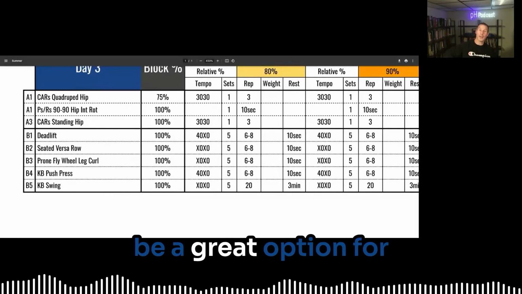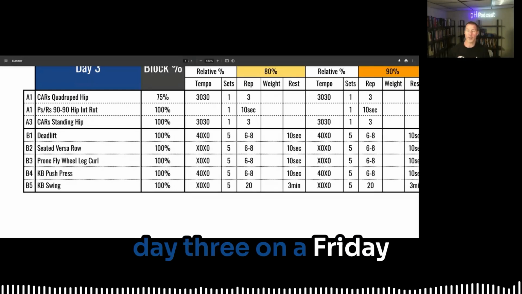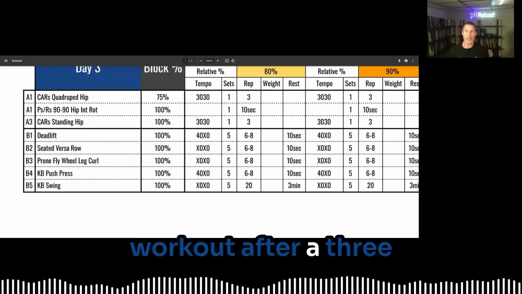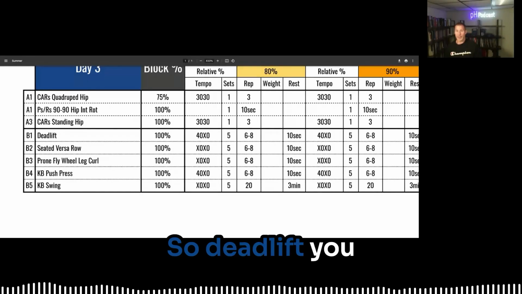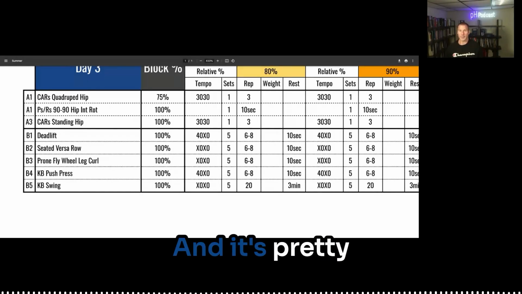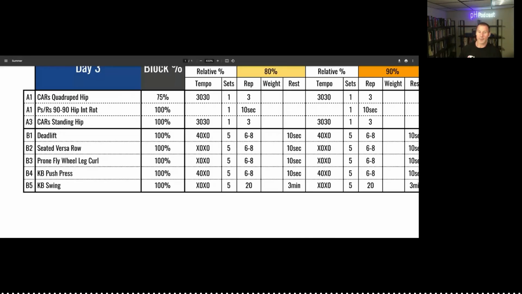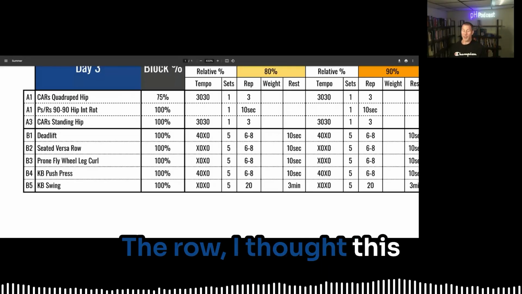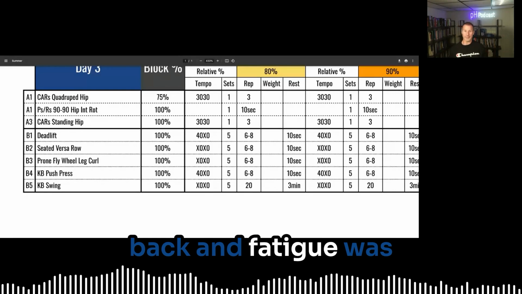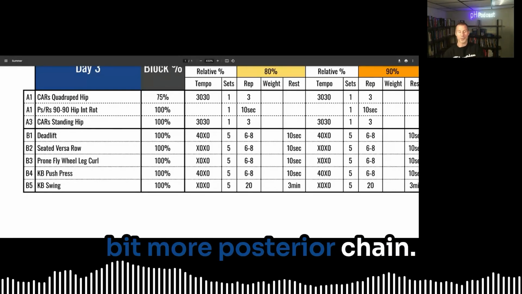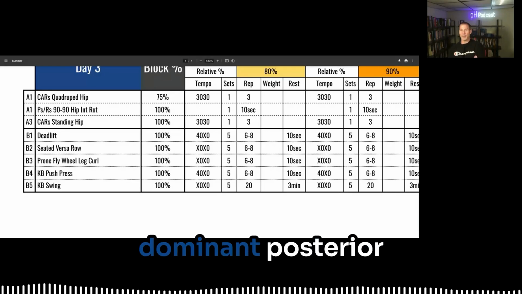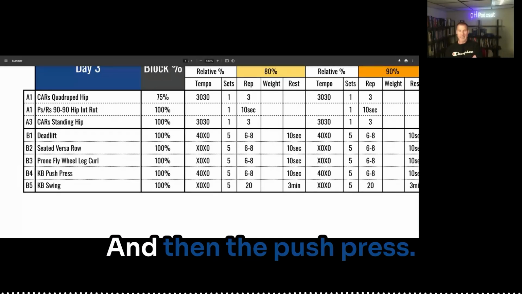And I thought this would be a great option for day 3, on a Friday workout after a 3 to 5 day work week. So deadlift, you got what you got, and it's pretty quick fail safe. The row, I thought, in terms of upper back and fatigue was starting to crank up. I wanted to get a little bit more posterior chain, so getting more knee dominant posterior chain as opposed to hip dominant, and then the push press.